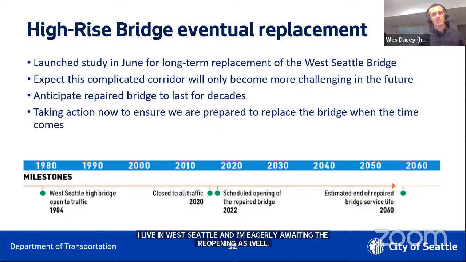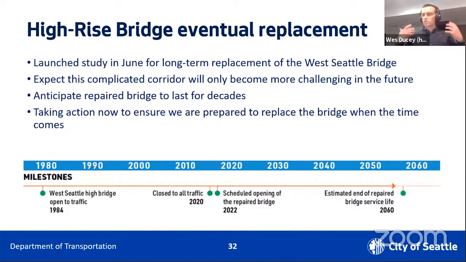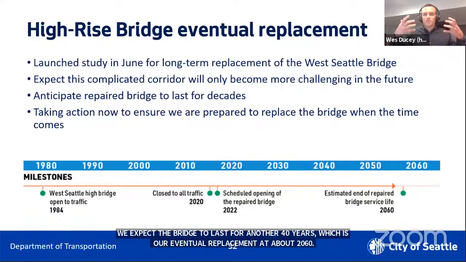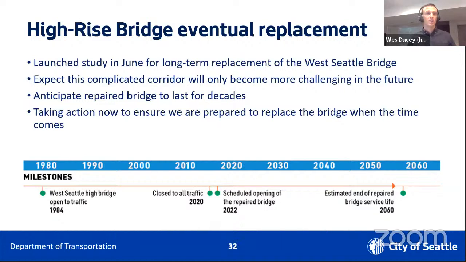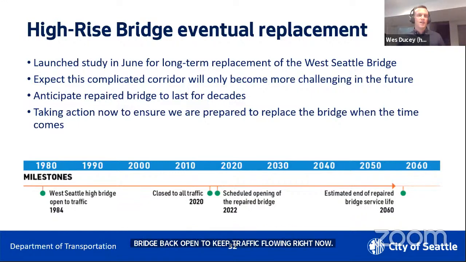And we expect the bridge to last for another 40 years, which sets our eventual replacement of the High Bridge at about 2060. So I just want to reinforce that separation of this work, which is very future focused, from the ongoing work to get our bridge back open to keep traffic flowing right now. We launched a study in June at the Community Task Force, and we are taking this action now just to ensure that we're more prepared for the time when it comes to replace the structure.